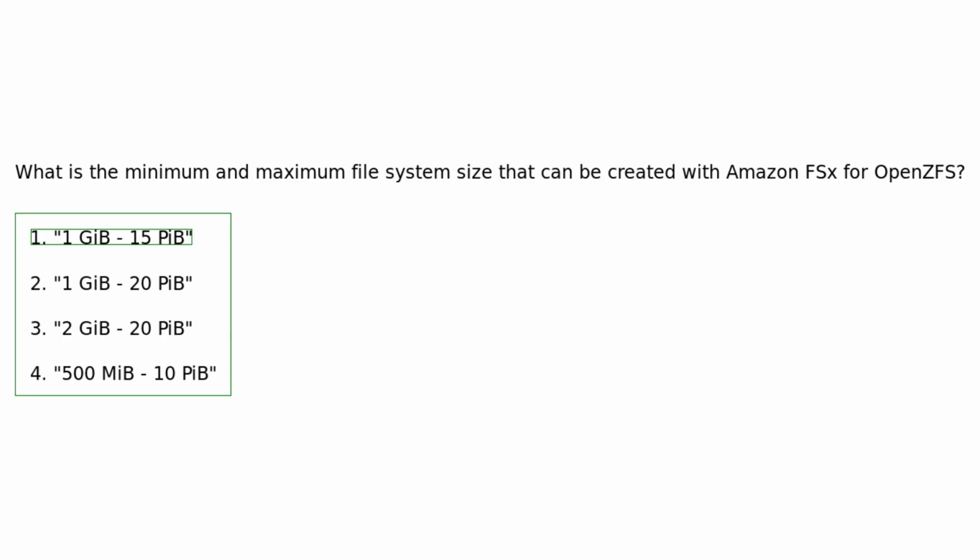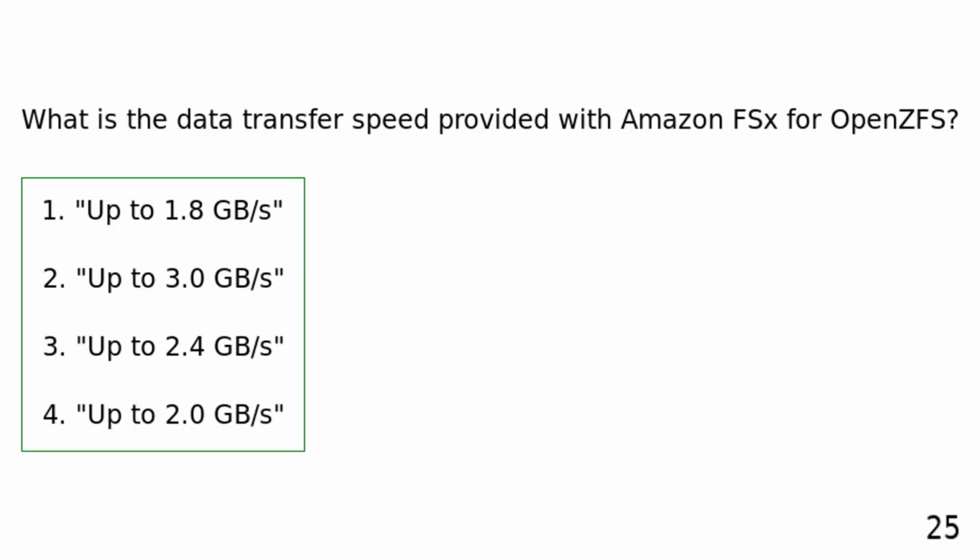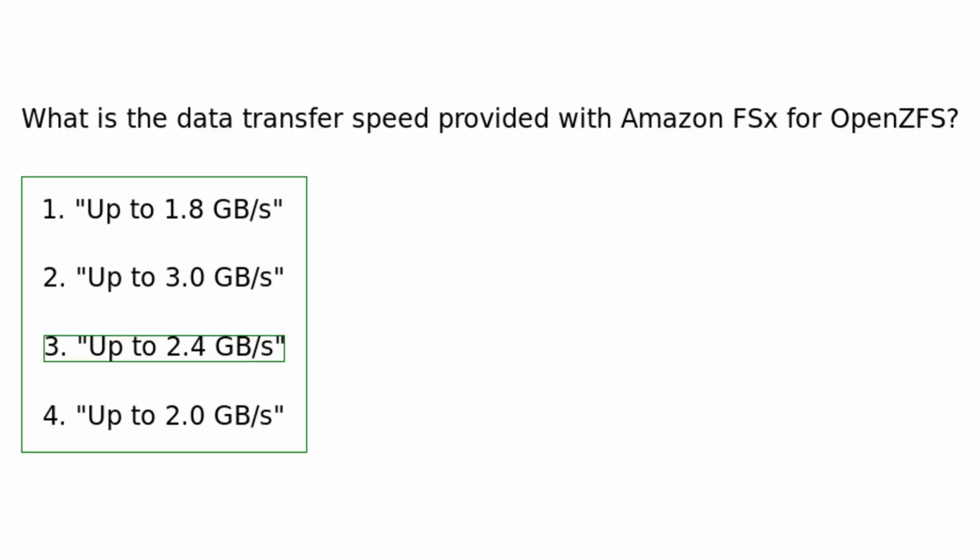What is the data transfer speed provided with Amazon FSx for OpenZFS? Up to 1.8 gigabytes per second. Up to 3.0 gigabytes per second. Up to 2.4 gigabytes per second. Up to 2.0 gigabytes per second. Amazon FSx for OpenZFS provides data transfer speeds of up to 2.4 gigabytes per second.